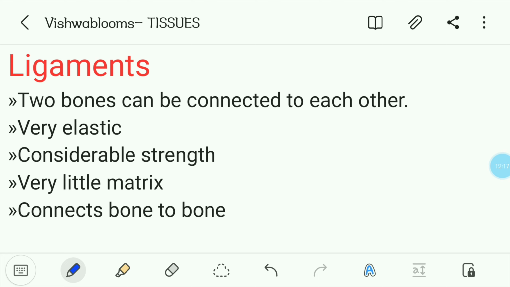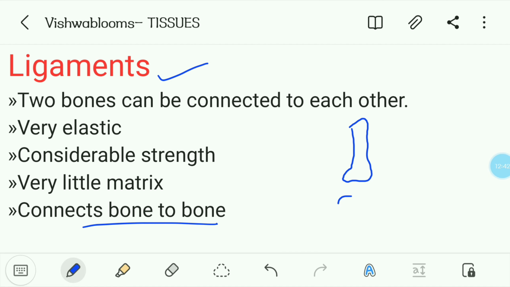Now the next part is ligaments. So what do ligaments do? Two bones are connected to each other with ligaments only. Ligaments are very elastic and have good strength also, and they have very little matrix. And what does ligament do? It will connect bone to bone. Now I will show how it will connect.